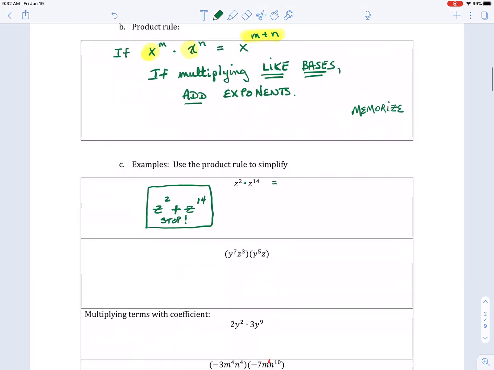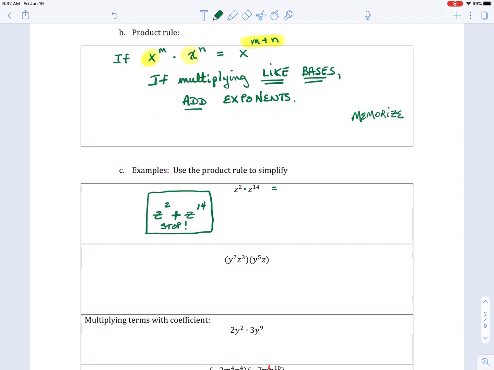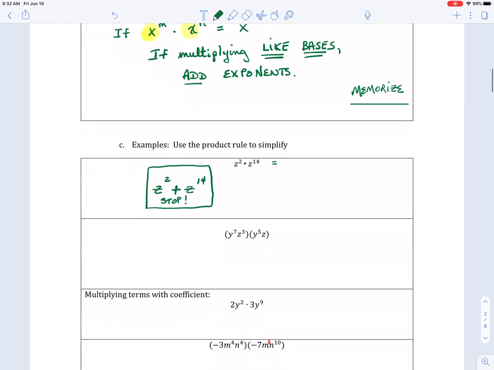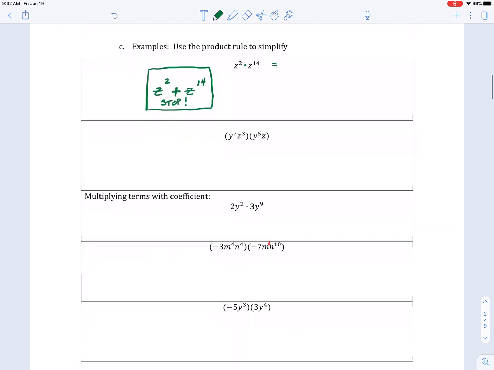All right, so here's the rule. It says if you have a base x raised to a power m, multiply by a matching base x raised to a power n, the way you multiply those like bases together is you write down the base once and add up the exponents. And I'm suggesting that you would want to memorize this rule. There are going to be several of these, and if you have them memorized, it will just make your work a lot easier. All right, so here are a couple of examples.